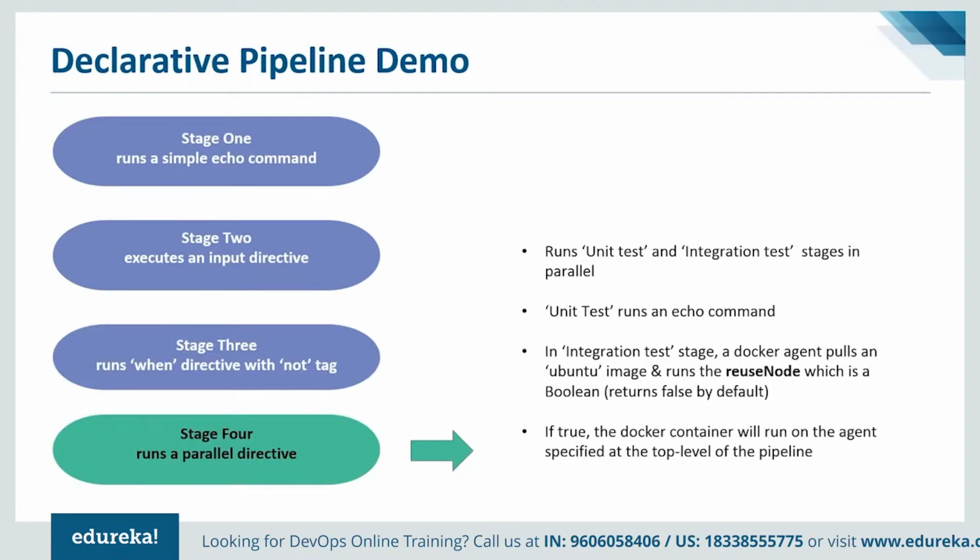Now stage number 4 will run unit test and integration test in parallel, and unit test will run an echo command. Now the integration test stage is run on a stage specific Docker agent. So this agent will basically pull an Ubuntu image from Docker Hub and it will run the reuse node command.